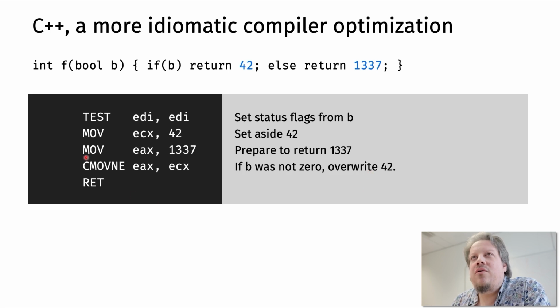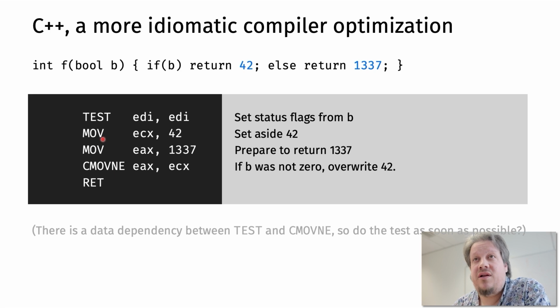Now you might notice here that this test instruction is way up here, and the conditional move is down here. The moves are in between, and they don't need to be. These moves could have been above the test. I'm not entirely sure why the compiler chose to do it in this order, but I might conjecture that this might help with the data dependency between test and the conditional move. I don't know all of the details about this, so that may not be why it did that.